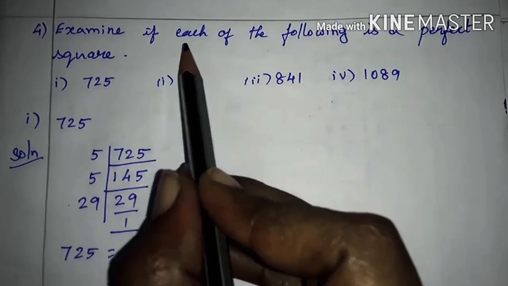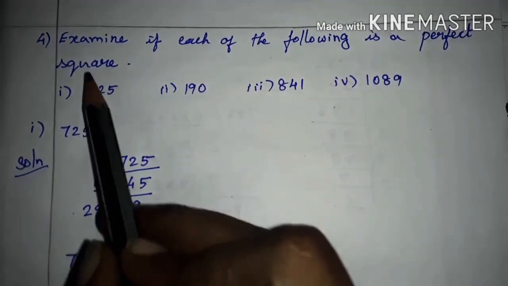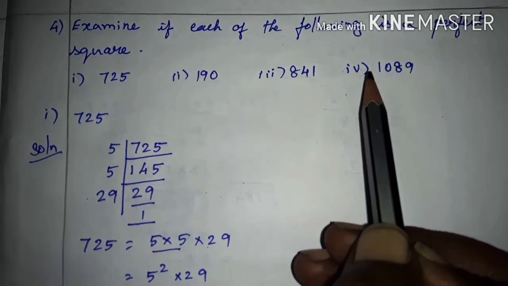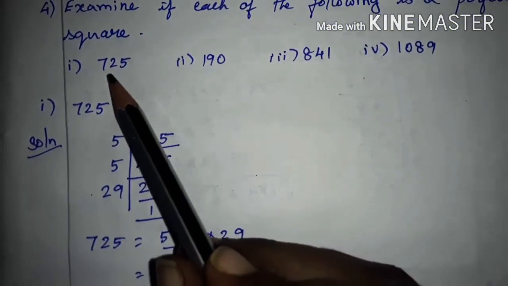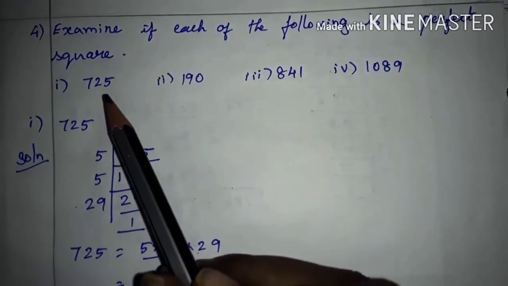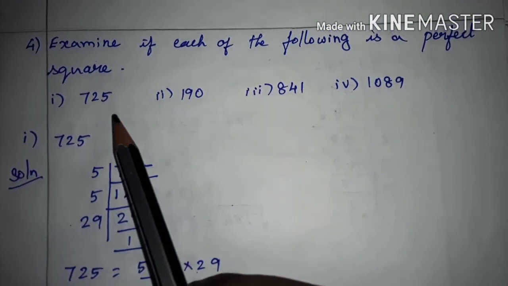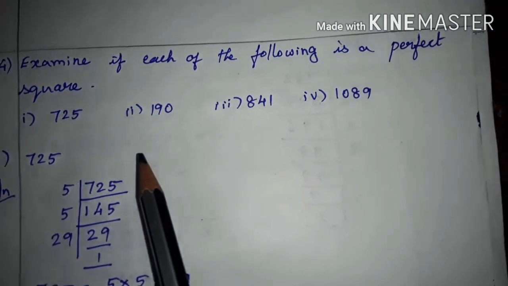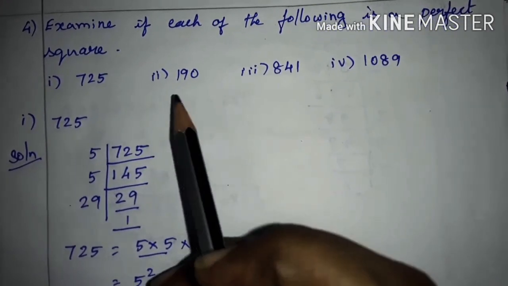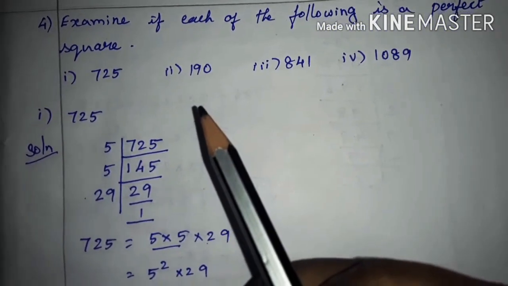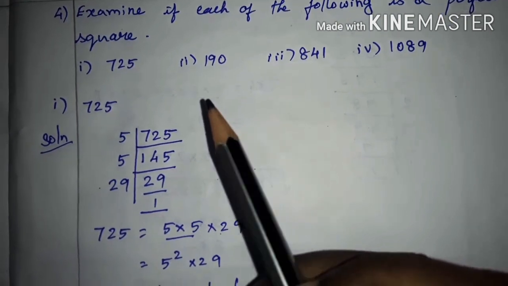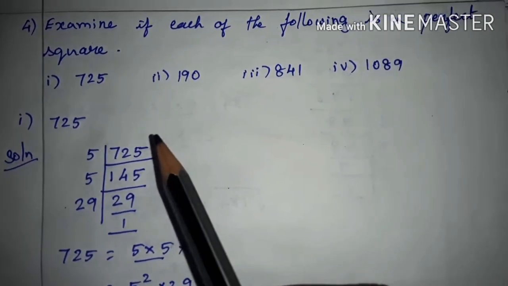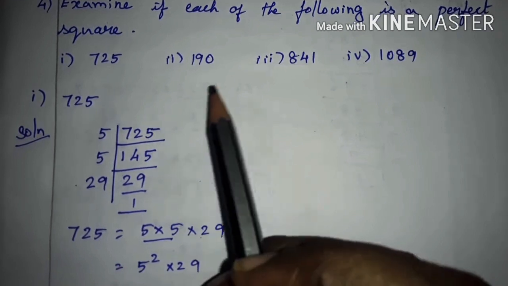Now we will see the next sum. Examine if each of the following is a perfect square. They had given 4 sums. You have to say whether the given number is a perfect square or not a perfect square. For that, you have to find the prime factorization for the given number and write the factors in squares. If they have the squares, then we can say it is a perfect square. If they are not having the pair of squares, then we can say it is not a perfect square.